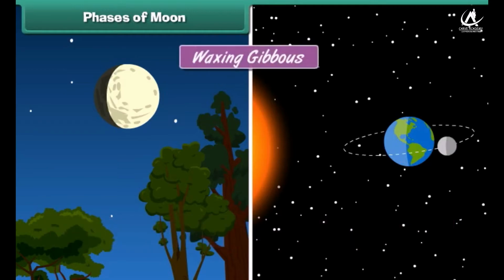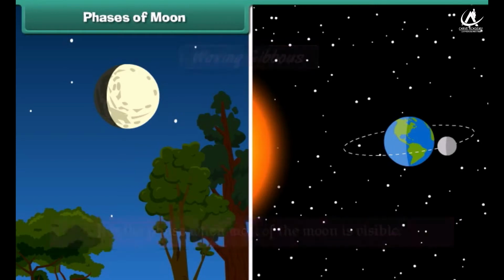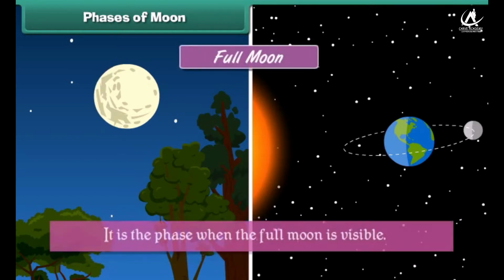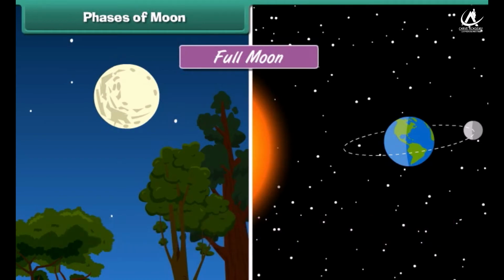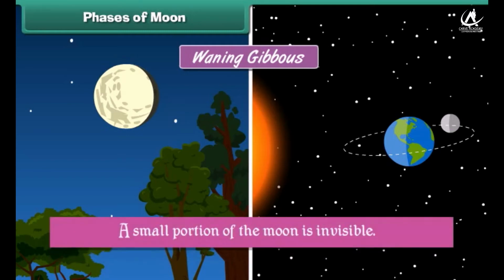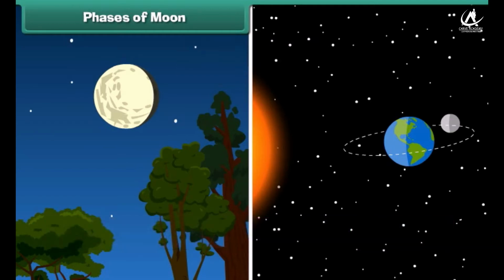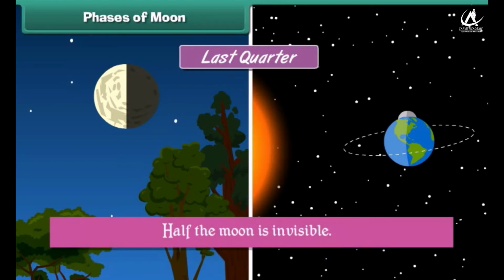Waxing gibbous. It is the phase when most of the Moon is visible. Full Moon. It is the phase when the full Moon is visible. After full Moon, the size of visible Moon starts decreasing. Waning gibbous. It is the phase that follows the full Moon phase. A small portion of the Moon is invisible. Last quarter. It is the phase that follows waning gibbous. Half the Moon is invisible.